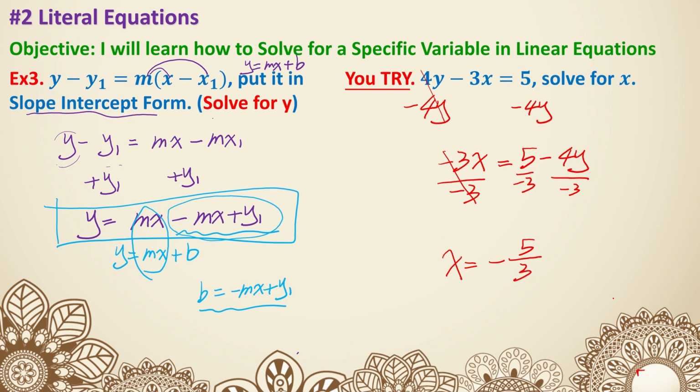And then, next part, it's actually a negative 4y divided by a negative 3. So the negative signs would cancel. So we have a positive 4y over 3. Or again, you can write it as 4 over 3 y. They're the same. That's example 4.